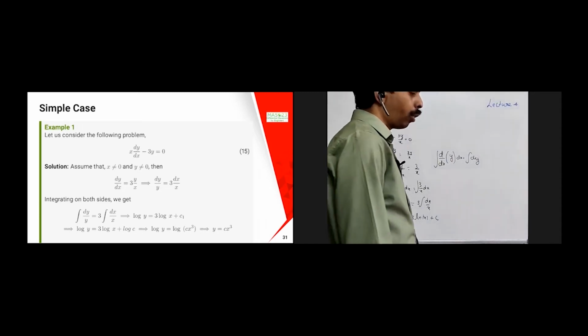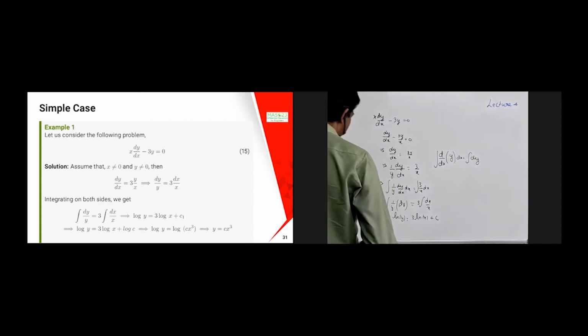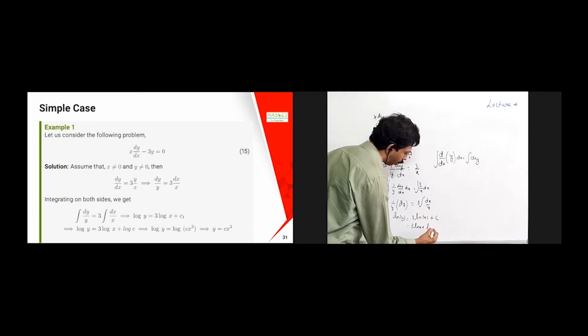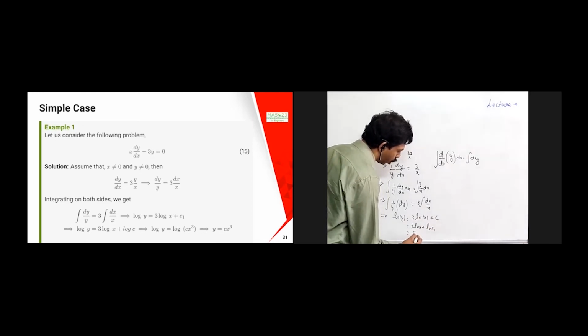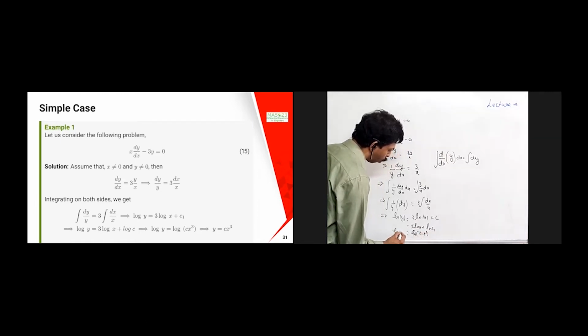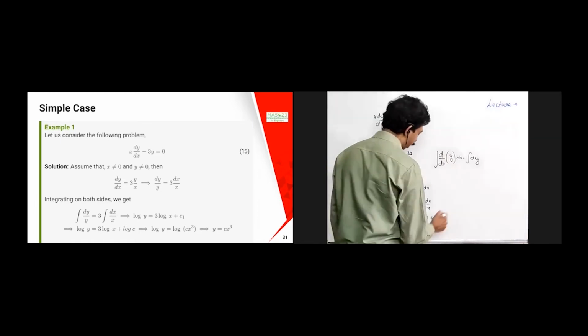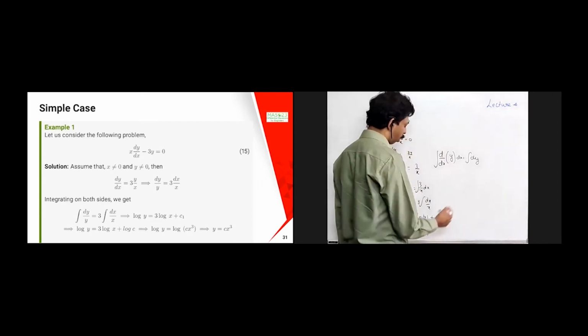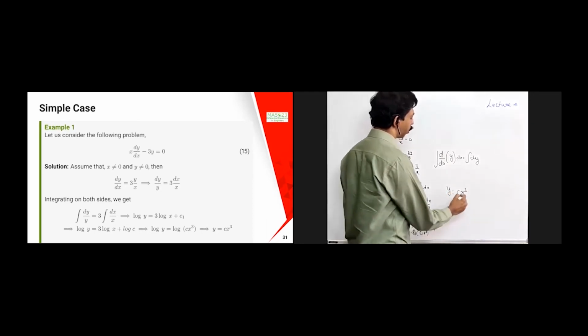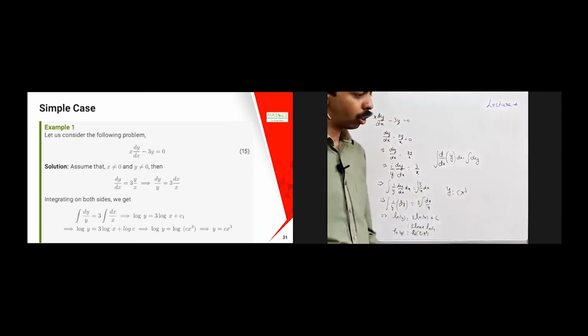Fine. Now from this one, I'm just going to simplify. This constant c, I am going to write as 3 ln x plus some constant, let's say ln c1. Therefore, I can write this as ln of c1 into x cube, and on this side I also have ln of y. So take the e power on both sides, and you are going to get y equal to c1 x cube. That is going to be your solution.